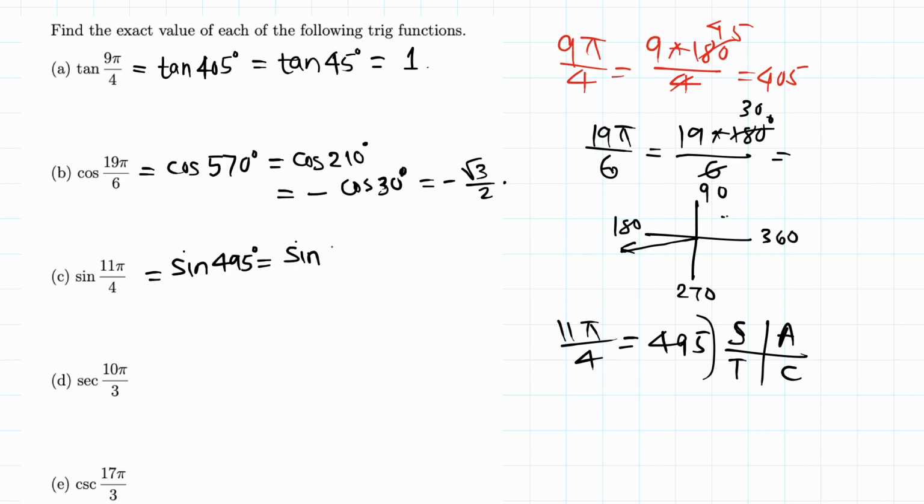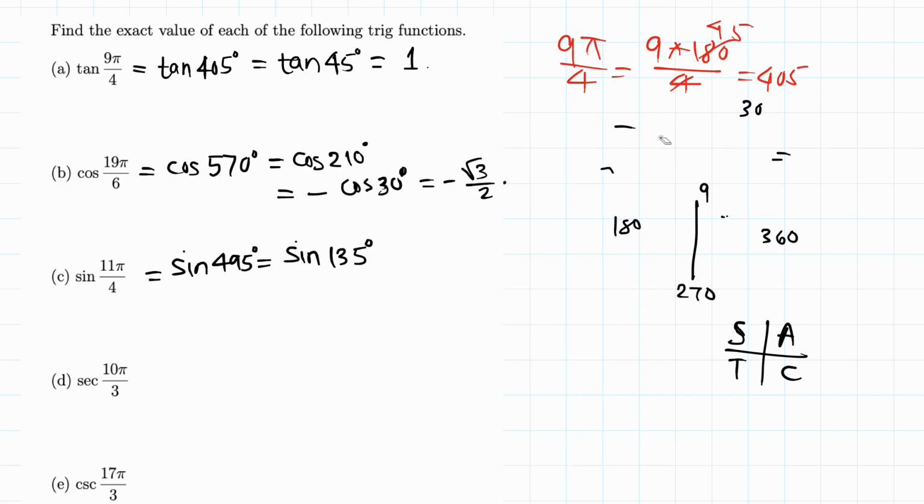So sine 135. Okay, subtracting 360 from this one, 135, that is in the second quadrant, right? Where is this?